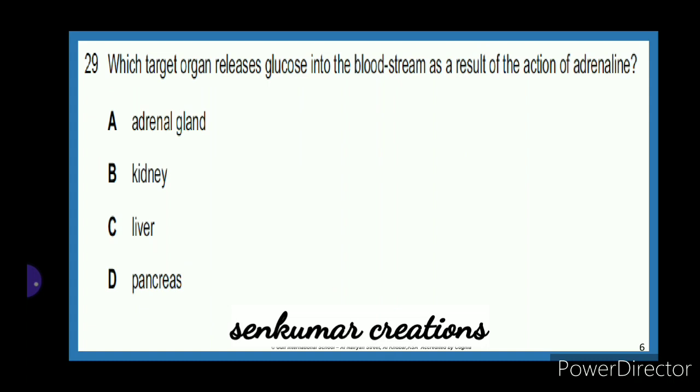The next question: which target organ releases glucose into the bloodstream as a result of the action of adrenaline? Glucose is generally released by the adrenal gland? No, the adrenal gland releases the adrenaline hormone. Kidney? No. Pancreas? No. So the answer, we can say, is the liver, because the process happens in the liver only. The pancreas is just secreting insulin and glucagon. Insulin and glucagon both come to the liver and change glucose into glycogen and glycogen into glucose. So for this question also, the answer is the liver.